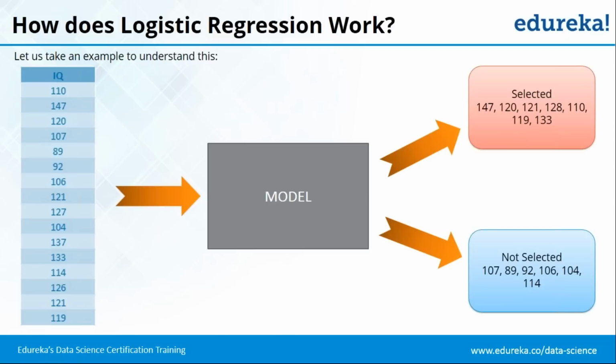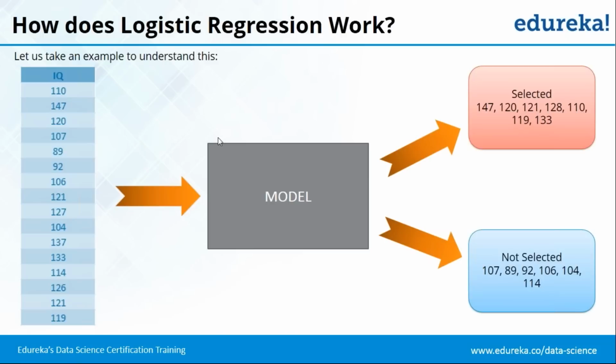Now we have not discussed yet what a logistic regression model is, so let us consider this to be a black box. We don't know what is in this model. We will be feeding these values to the model, and the model will predict whether this candidate will be selected or not selected based on his IQ. For example, 147 IQ has been selected and 107 IQ has not been selected, right? So it is a calculation which is done in the model.